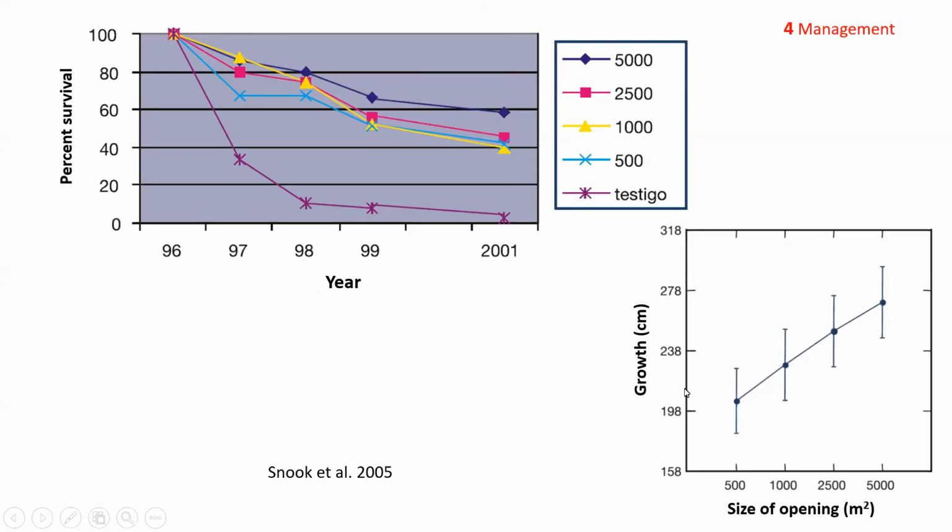Likewise, growth. The size of the opening through those years, I guess the time scale here is throughout the time period of this 96 to 2001, I forget. But anyway, we have growth on this axis, and we have size of opening. Growth was highest in the half hectare plot. So both survival and growth were highest in the half hectare plot. This is more or less what we expected, but we were eager to demonstrate it.